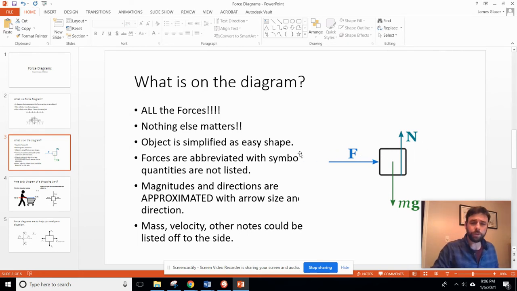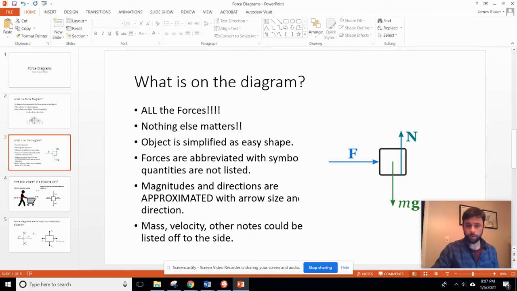Now, forces are abbreviated with symbols. You do not list the quantities. So although it's tempting to say, hey, it's a 10-pound box, we don't say it's a 10-pound box. We say the force of gravity is 10 pounds. We would just show Fg here, or in some cases mg if you prefer, and then we would list the variables elsewhere. The arrow sizes and directions are approximated. Their sizes are reasonably close to one another, or one is obviously very much larger. So you would have the direction meaning something and the size of the arrow meaning something.